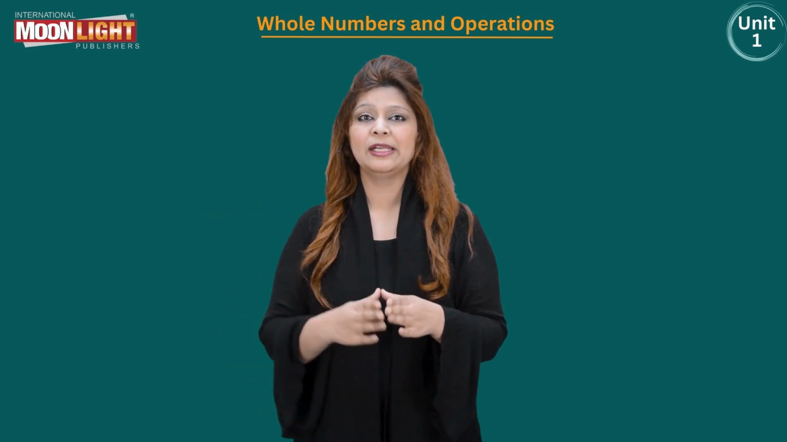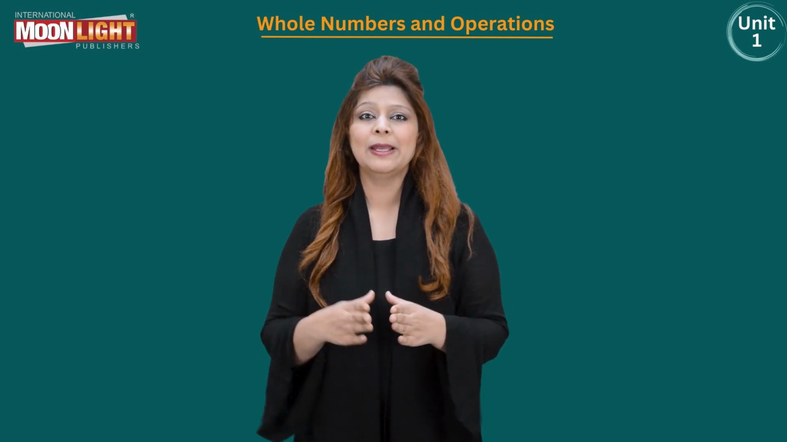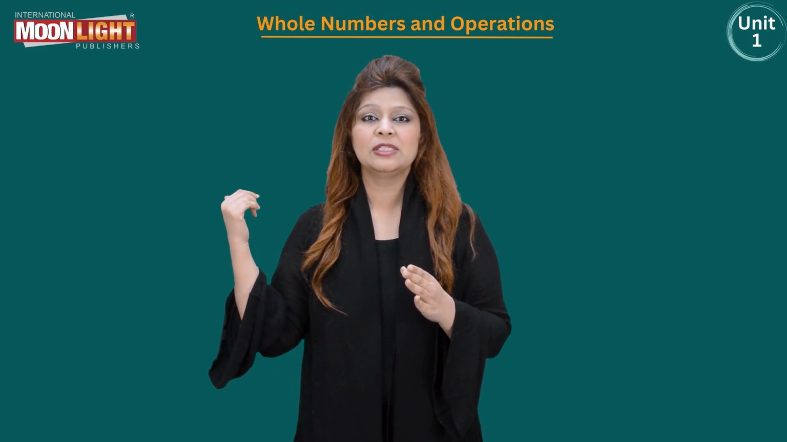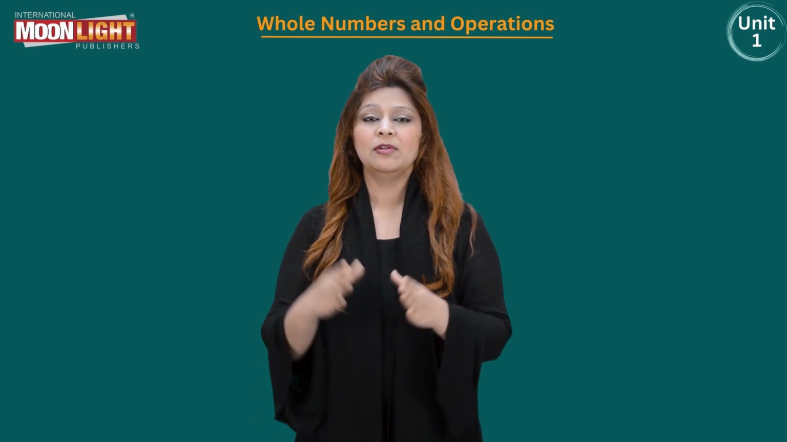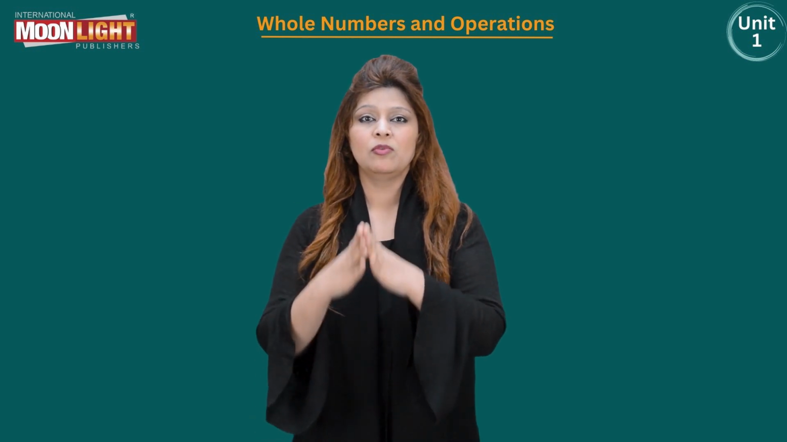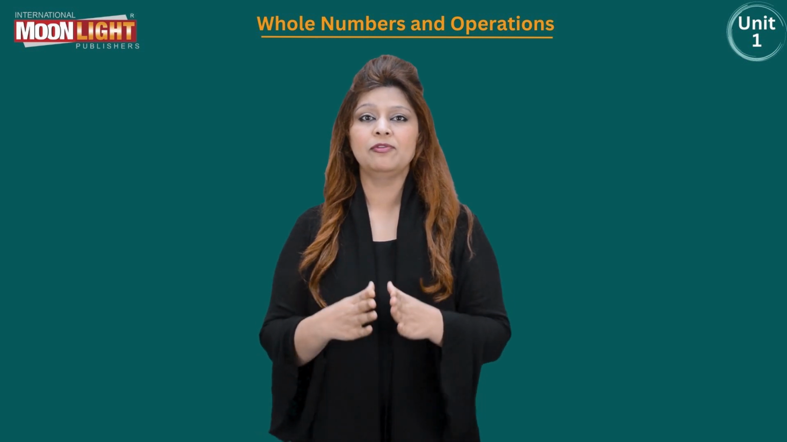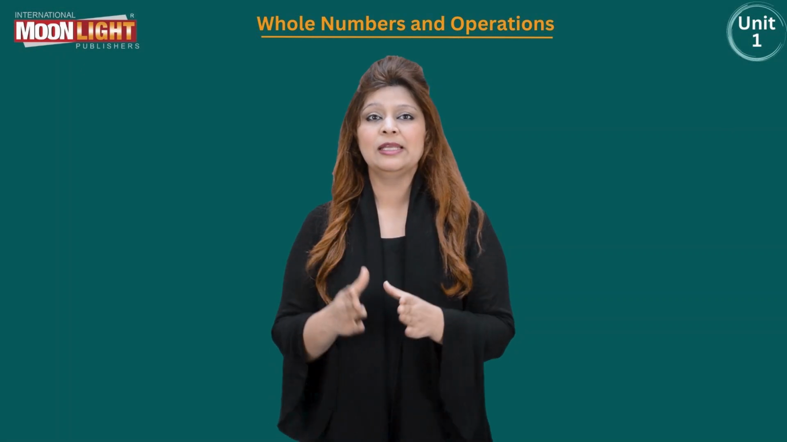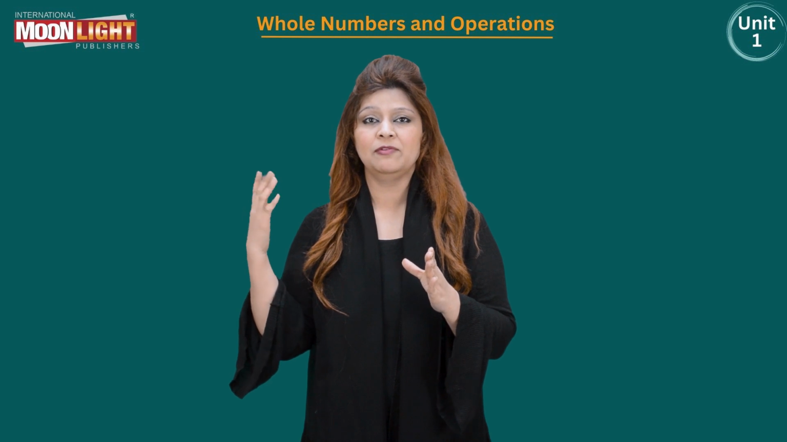Now, by subtracting 11 from it, I will get 78. Now, by subtracting 11 from it again, I will get 67. 67 minus 11 again will be 56. Then 56 minus 11 will be 45. 45 minus 11 will be 34. 34 minus 11 will be 23. 23 minus 11 will be 12. 12 minus 11 will be 1.